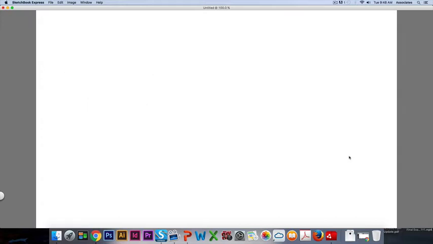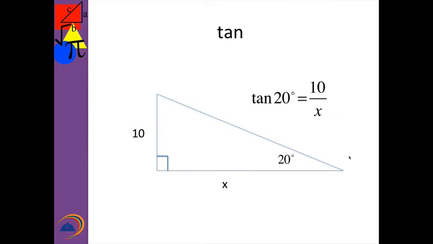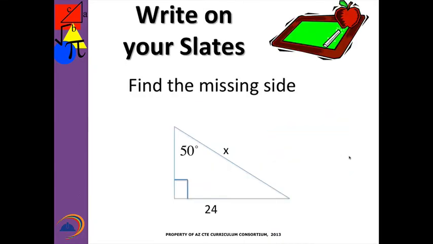Okay, now let's go back to our PowerPoint and let's see. Here's a couple. There we go. Solved it. Now here's one for you to do. Write this on your slate and find the missing side. When the teacher calls for you to show, go ahead and show, and then the teacher will decide who to call on for the answers and explanation. Pause the video until this problem is solved.